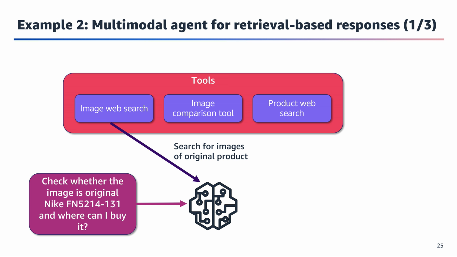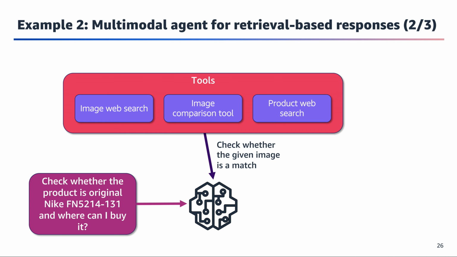The workflow shows how a user query about product authenticity and purchasing information triggers the image web search function as part of the verification process. This represents the initial stage of a more complex authentication and shopping assistant system, which we'll explore further in the following slides.